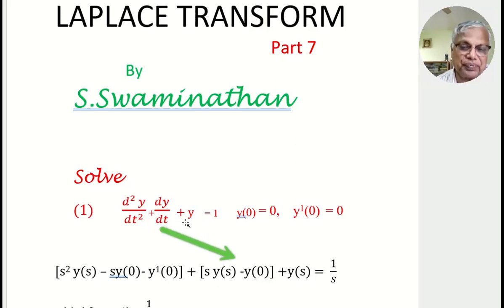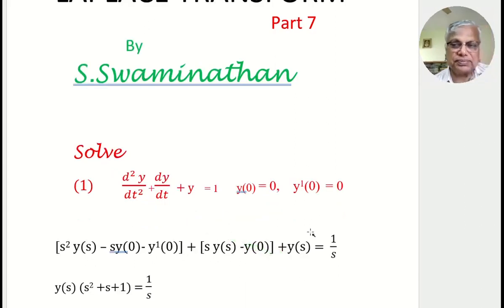And y means y of t. So y is a function of t. So Laplace transform of y of t is Y of s. Laplace transform of y, which is y of t, a function of time, so the transform is Y of s. And right hand side is 1. Transform of 1 is 1 by s.